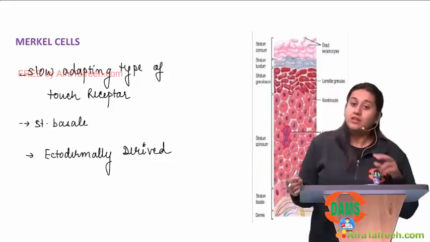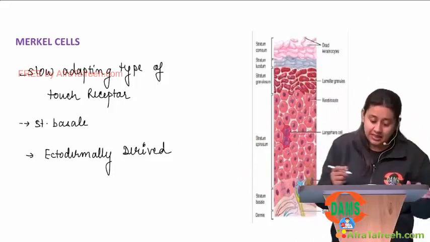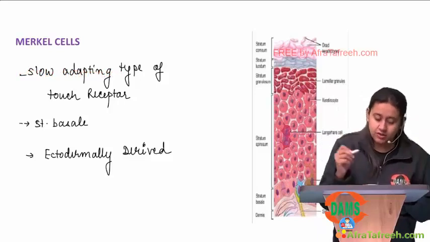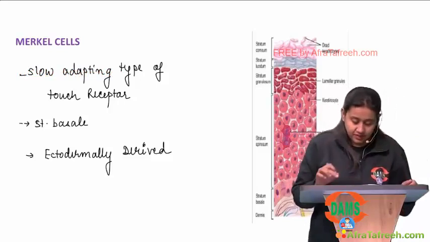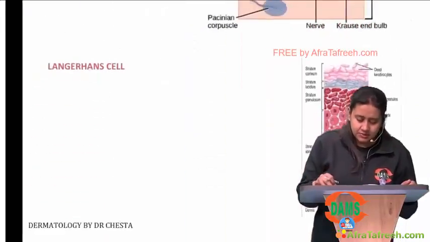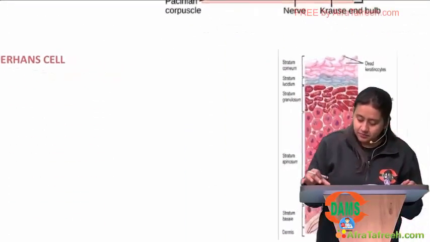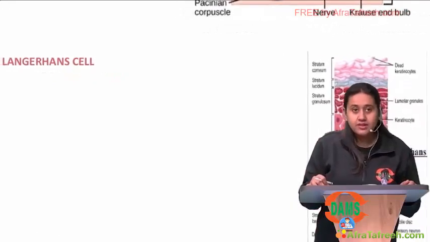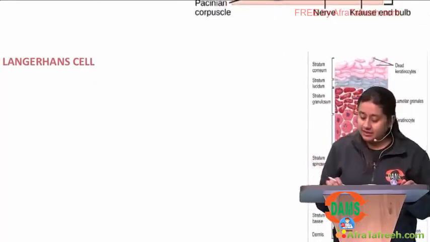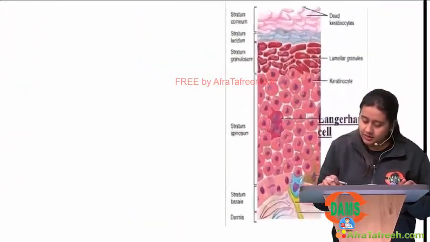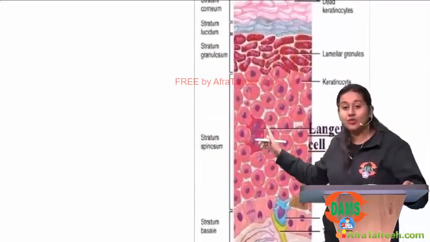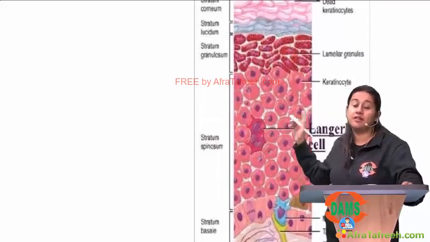So that was the next cell, and the last or the fourth cell of your epidermis is your Langerhans cell. A very, very simple cell, the Langerhans cell. Now I don't know whether you can see or not, you can have a look over here. Langerhans cell is located in the stratum spinosum layer.